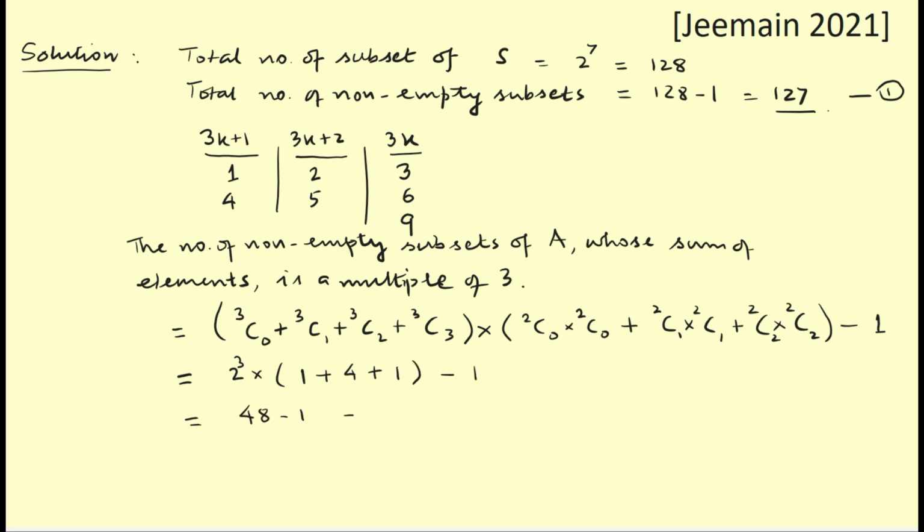On calculation, this comes out as 48 minus 1, that is 47. So this is the number of subsets in which the sum is divisible by 3. Remove this from the total number, which was 127, so we get the final answer as 80.